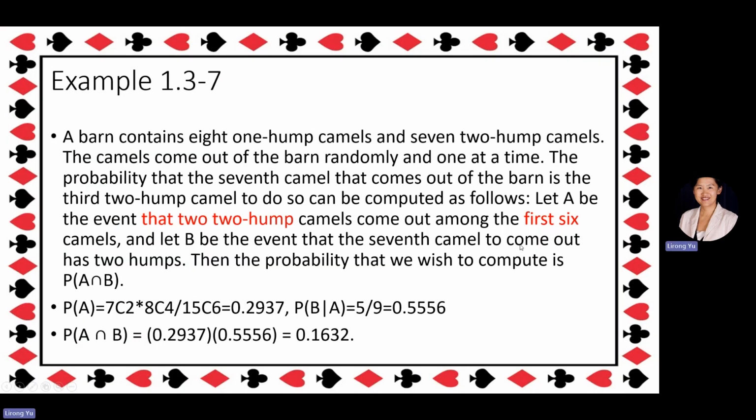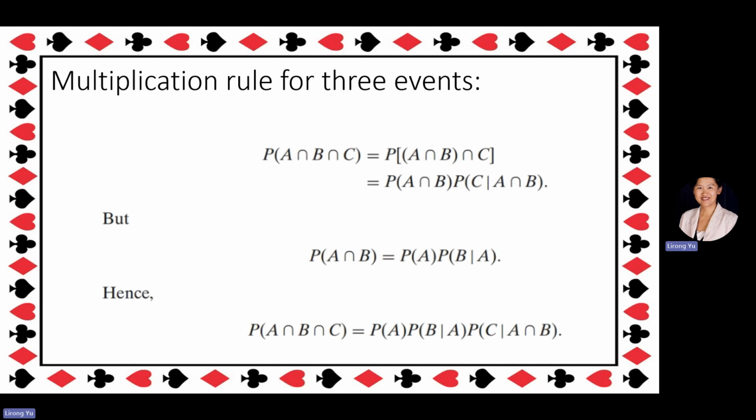Any questions? Once we find the probability of A and the probability of B given A, all we have to do is multiply the two, and that is the probability of having the 7th camel being the 3rd two-hump camel. That is the event. Any questions? All right, we might come back to this. I think the probability we're talking about is called hypergeometric, or something similar to that.